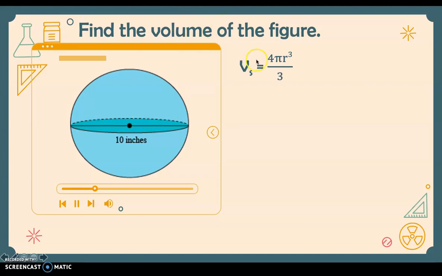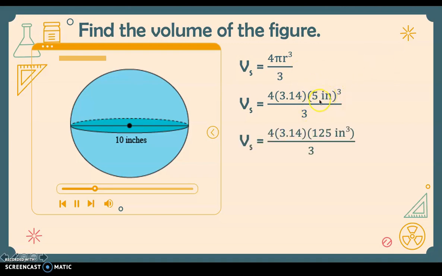Then we substitute, so we have 4 times 3.14 for the value of pi, then the radius is 5 inches. Then you multiply the radius 3 times by itself. So we multiply this first, or get the cube of 5 inches. So we have 5 times 5 times 5, we have 125 cubic inches. Then after that, you can multiply these 3 values. So 4 times 3.14 times 125, we have 1,570 cubic inches. And after that, we divide by 3.